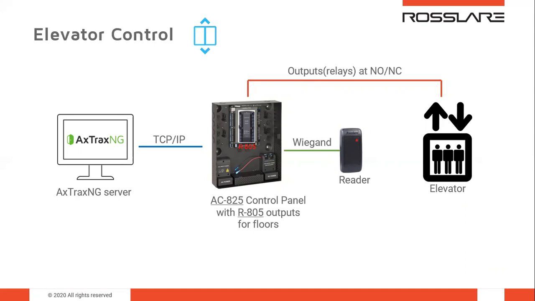Keeping in mind also that the panel does not have to be just for your elevator control. You still can utilize the doors on the AC825 as well. So if you have an AC825 for elevator control, you can use those other reader ports to control other doors that are within reach. That way they are not totally wasted.